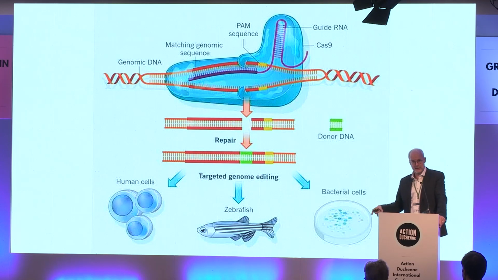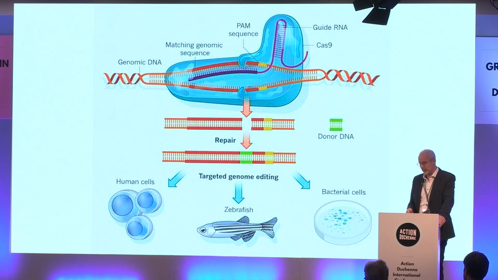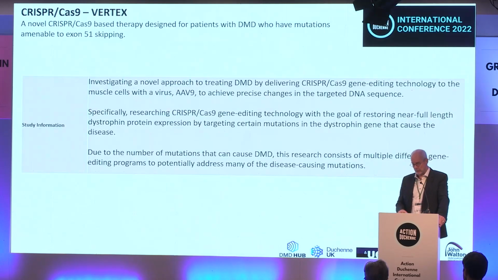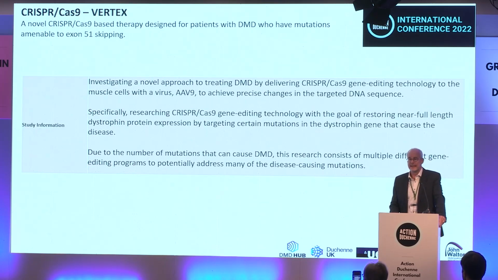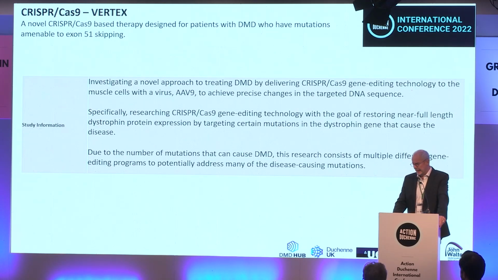CRISPR-Cas has revolutionized science, but more as a scientific tool rather than a therapy so far. But I'm mentioning it because there's a company, Vertex Pharmaceuticals, that is looking at CRISPR-Cas in Duchenne muscular dystrophy. Vertex is a company that's specifically interested in rare diseases as well. They have been very successful in cystic fibrosis, and say, okay, Duchenne muscular dystrophy is one of our next big disease targets.